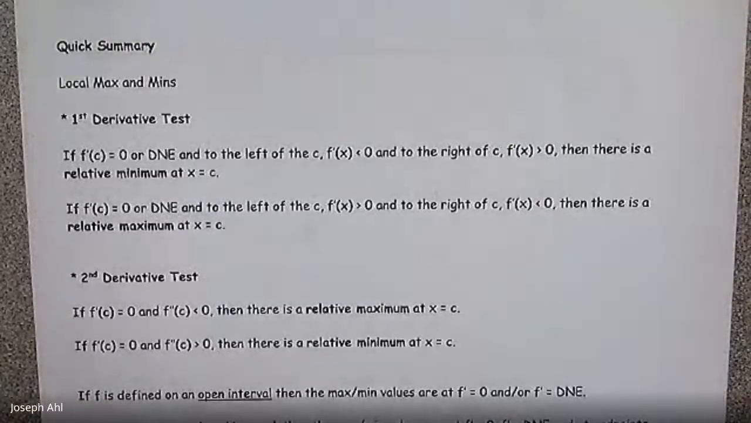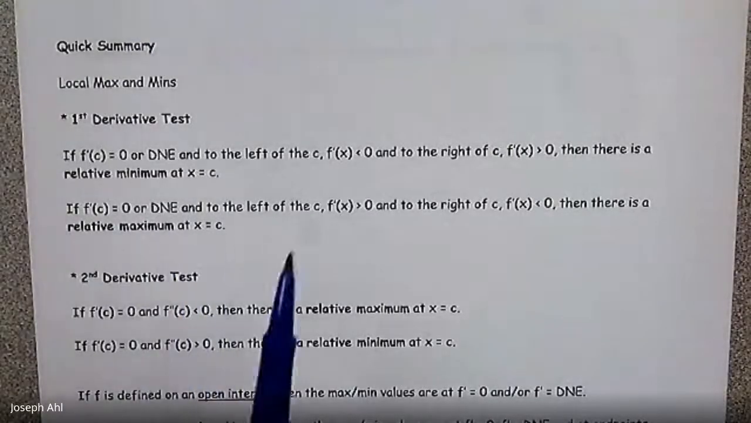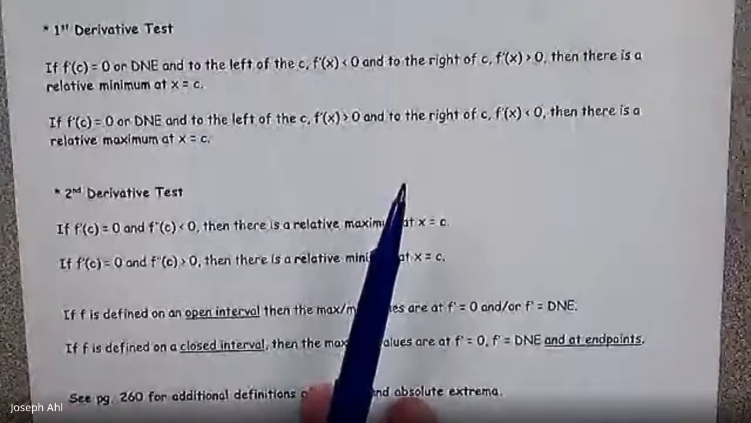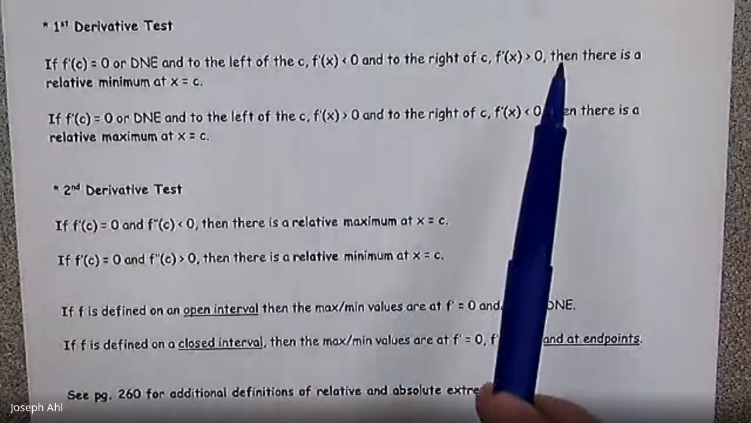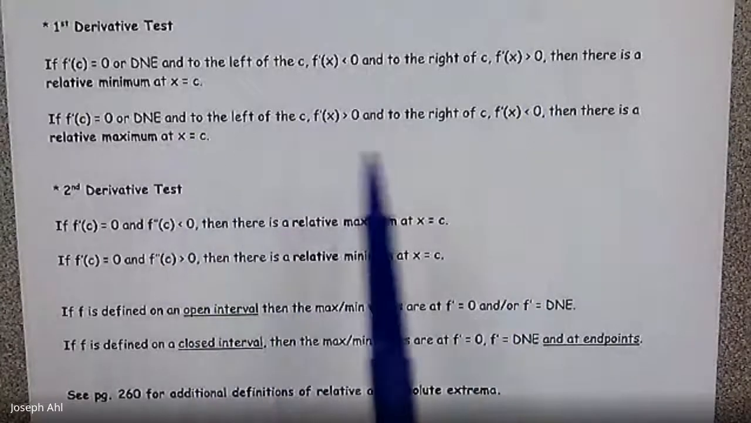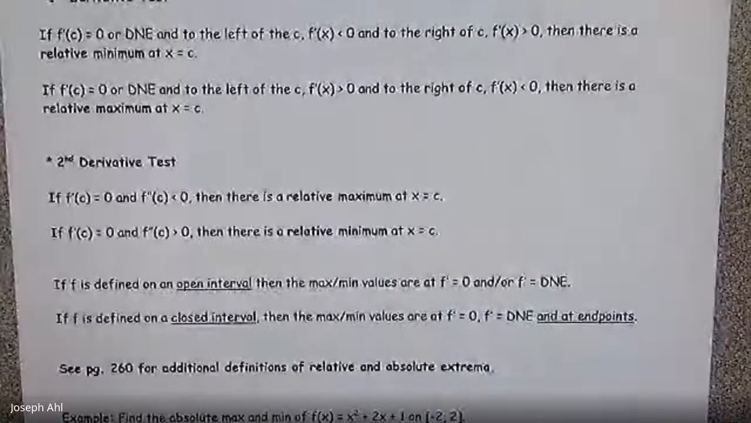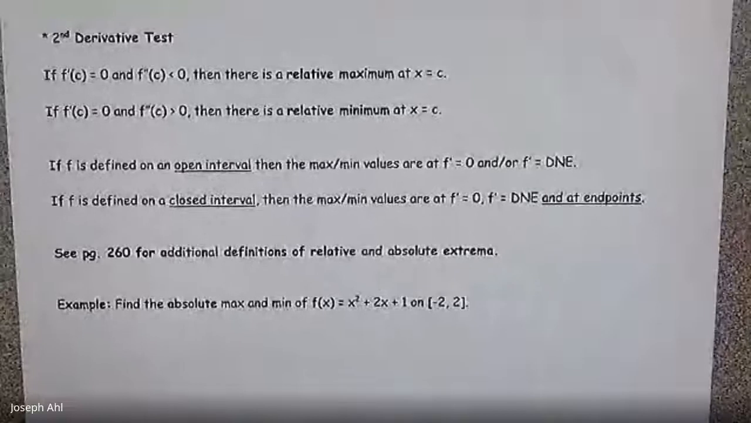Here's a quick summary of what we know about extrema from the first derivative test. Right, we hopefully are pretty good that if we're less than 0 to the left and greater than 0 to the right, then we have a min. And if that switches around, we get a max at x equals c. All right, second derivative test.